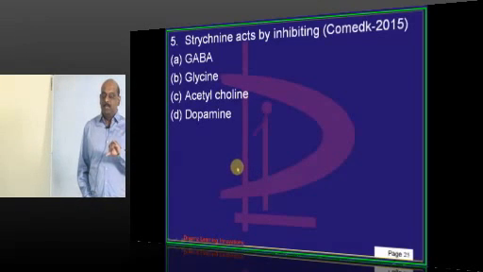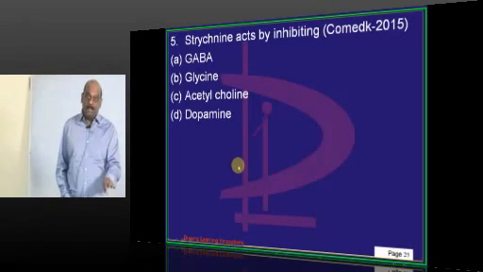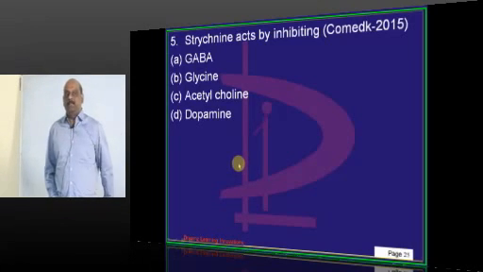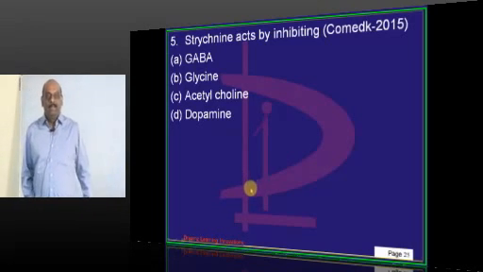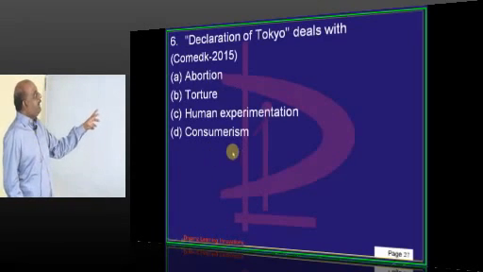Strychnine, how does it act? Tetanospasmin, strychnine, botulinum toxin, cholera toxin, without one toxin based question there is no entrance exam. So strychnine acts by inhibiting the glycine.